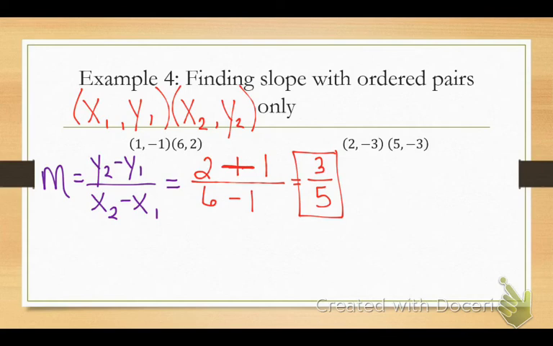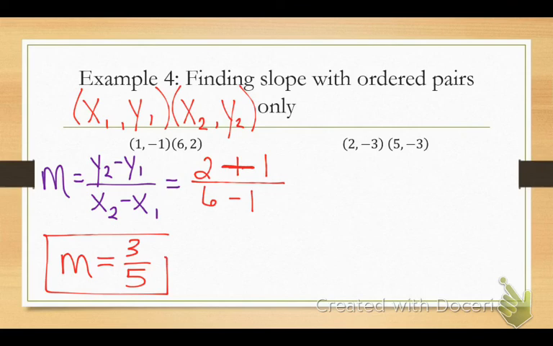Any questions? I'm going to bump this down just so I have room to write the next one. So M equals 3 over 5. Okay, I want everyone to read the sequence of the next ordered pairs with me. Read the sequence in order, and I want you to label it. X1, Y1. Read it with me. X2, Y2. Without the sequence, I have no idea which value to plug in for what. Now that I have my sequence, now I can go to my formula.